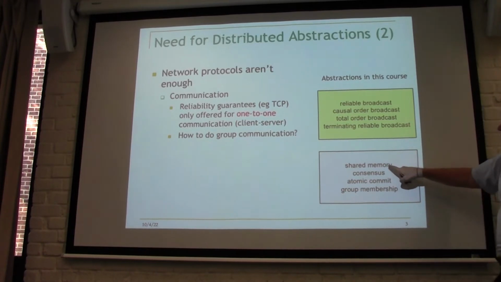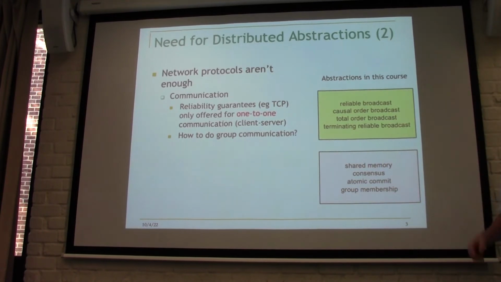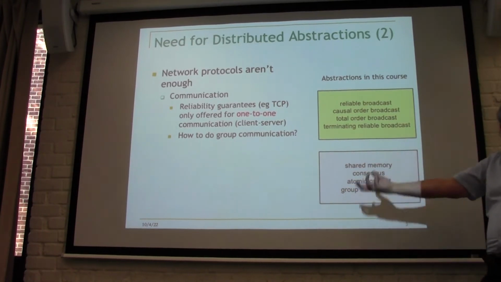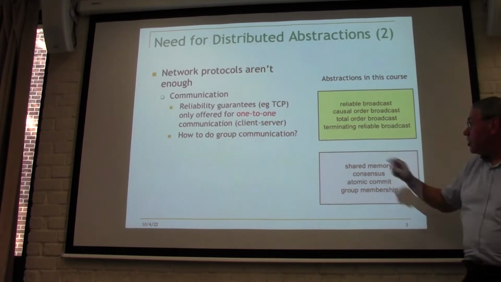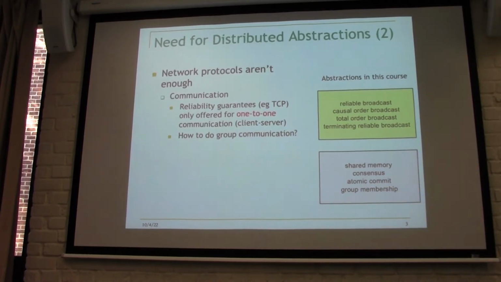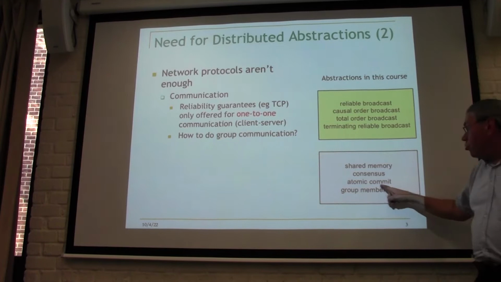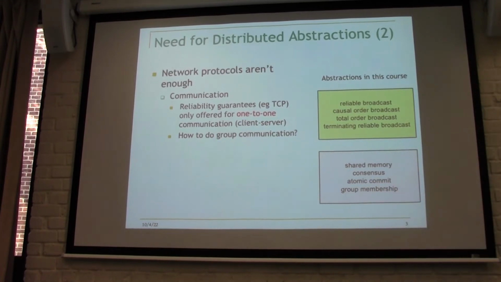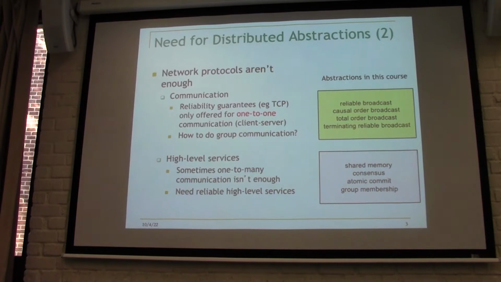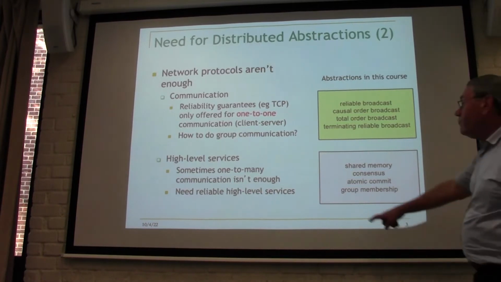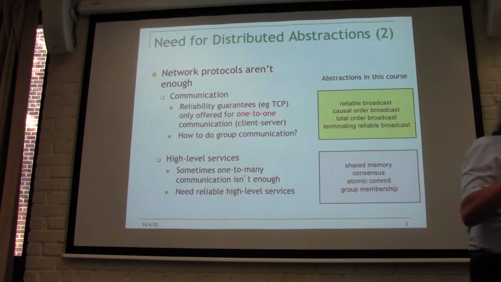And maybe you want even more, shared memory, like a database. Maybe we want a distributed database with the memories replicated for reliability, shared memory, consensus, so that there's agreement, atomic commit, which is a form of consensus, or group membership, where you have a group of nodes that are kind of working together, and you send messages to the group, but the group can change in size. All of these are services on top of network protocols, okay? They're called high-level services, and that's kind of the focus of this course.